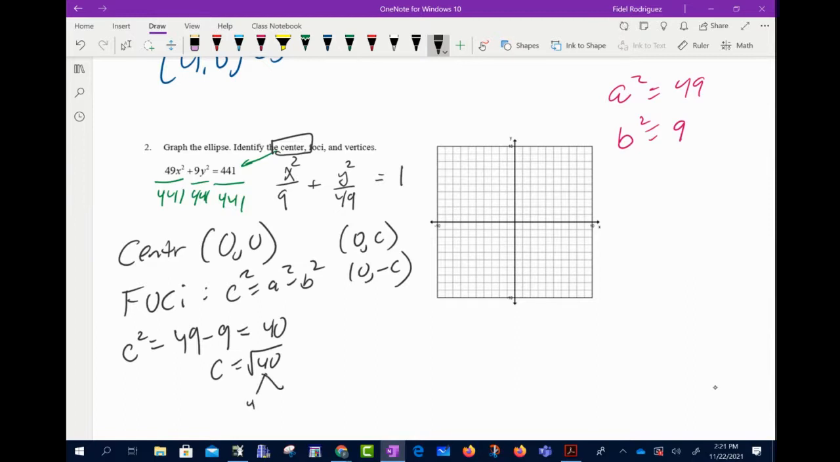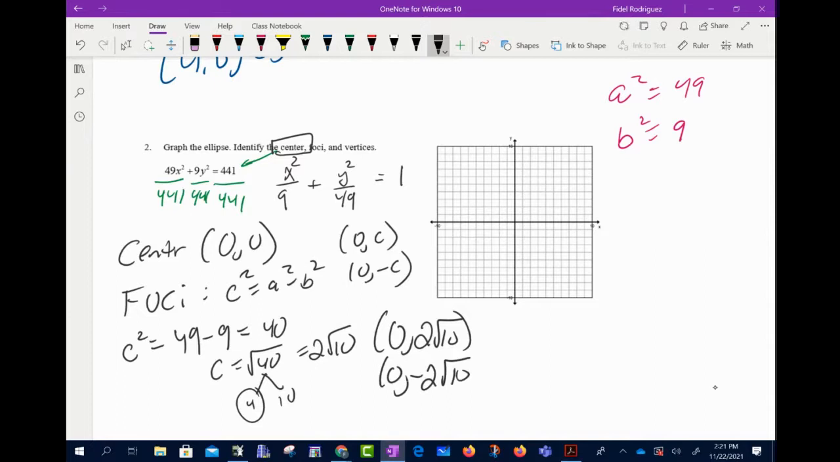So when I think of 40, I think of 4 and 10. And do you know what the square root of 4 is? 2. Right? And the square root of 10, I can't simplify, so I'll leave it as 2 square roots of 10. Okay. So my foci, y'all, are going to be 0, 2 square root of 10, and 0, negative 2 square roots of 10.